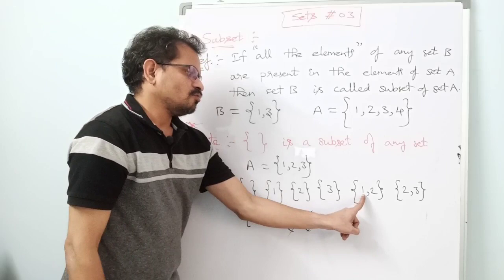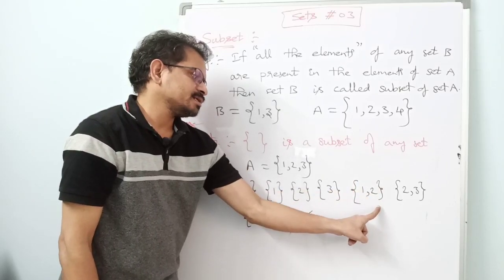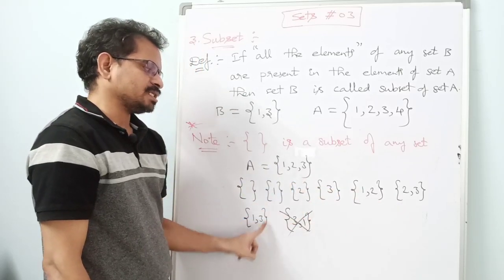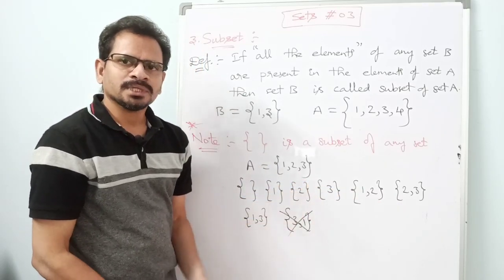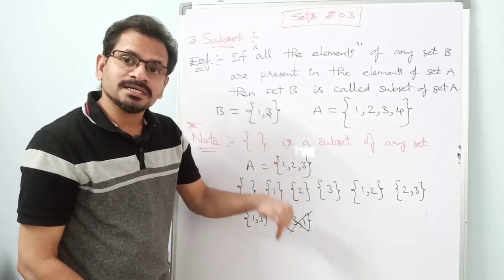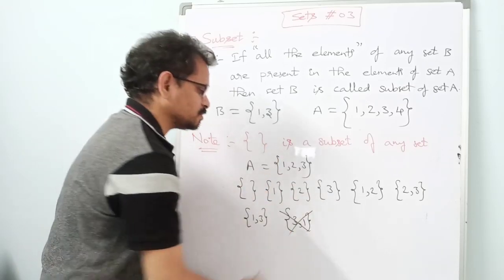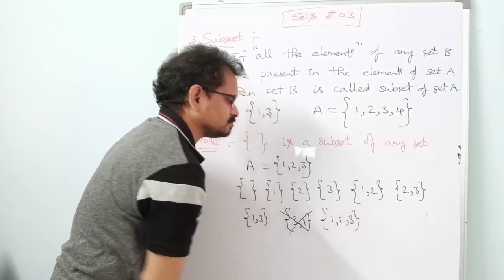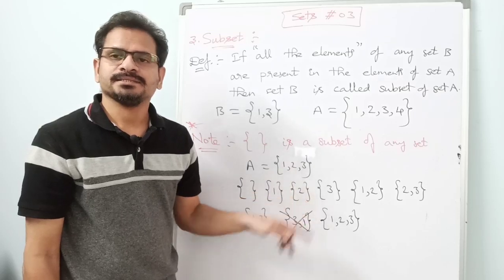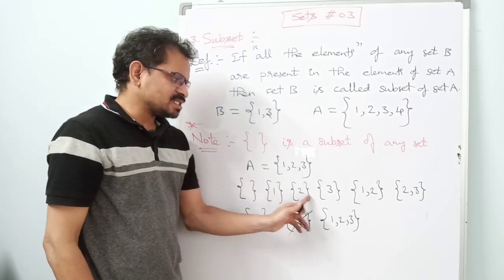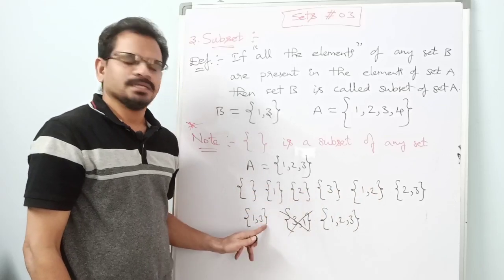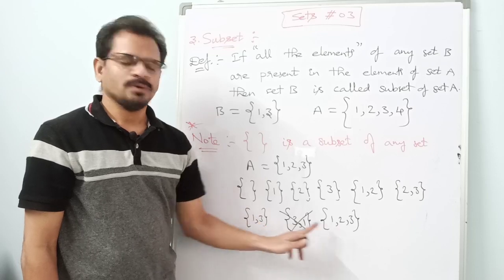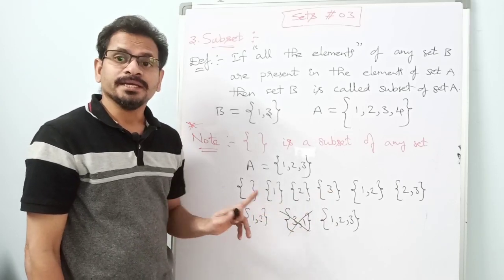This one, {1, 2}: all the elements of this set are there in this set. All the elements of this set are there in this set. All the elements of this set are there in this set. And one thing, you know, the set itself is subset. Suppose {1, 2, 3}. Set itself is also a subset to the given set. These sets are called as proper sets, and this is called as improper set. Again, two types of subsets are there. One is the proper subset, other one is improper subset.